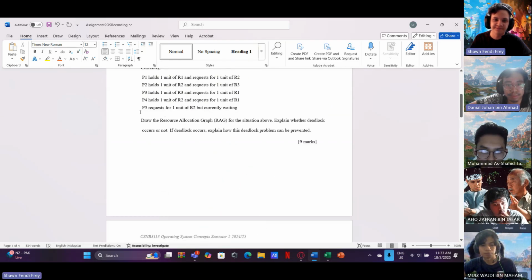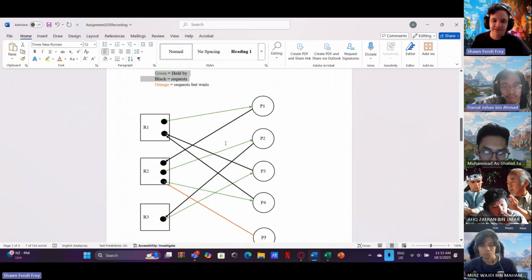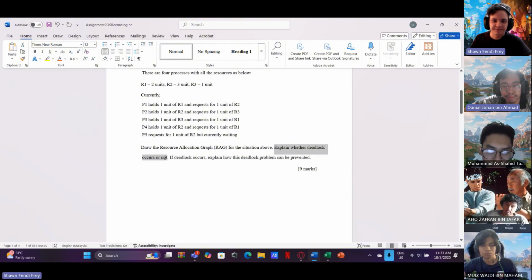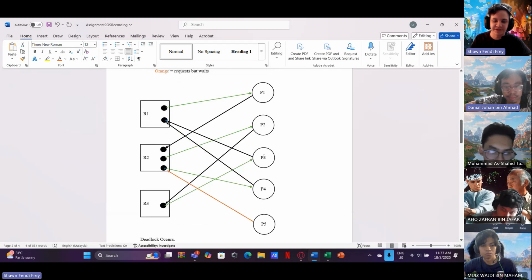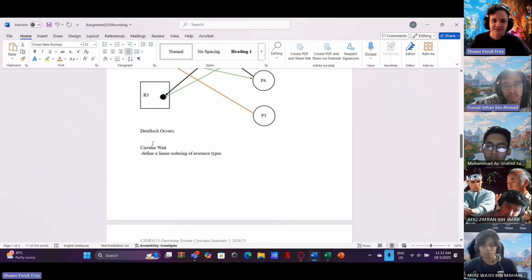As a summary, draw the allocation graph, which is this. I color coded it to make it easier to look at. Explain whether deadlock occurs or not. Deadlock does occur because P3 and P4 are competing for the same resource. And if deadlock occurs, explain how it can be prevented. By circular wait, as Shahid just explained, we can define a linear ordering of resource types.